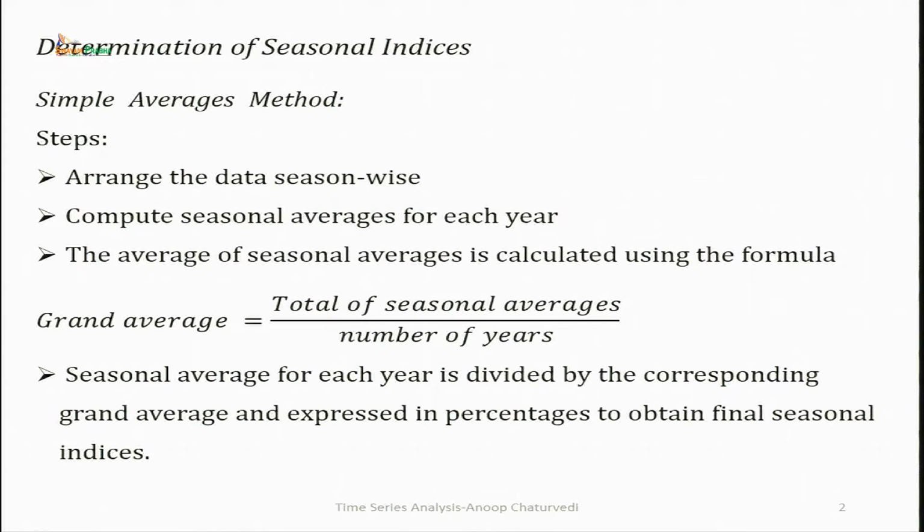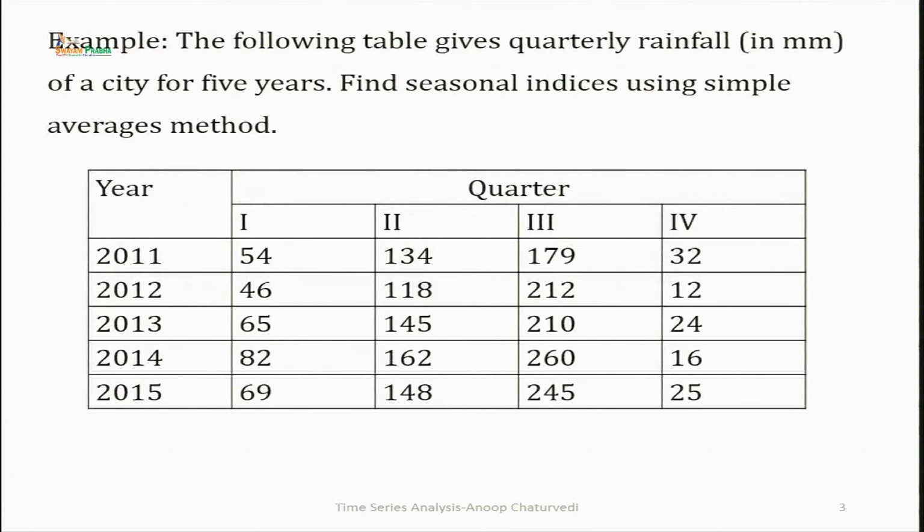And then the seasonal average for each year is divided by the corresponding grand average and expressed in percentages to obtain final seasonal indices. So, this is how you get the seasonal indices using this procedure. Now, we consider a simple example. You have quarterly data for the years 2011, 12, 13, 14 and 15, 5 years quarterly data. And your objective is to find the seasonal indices using the simple averages method.